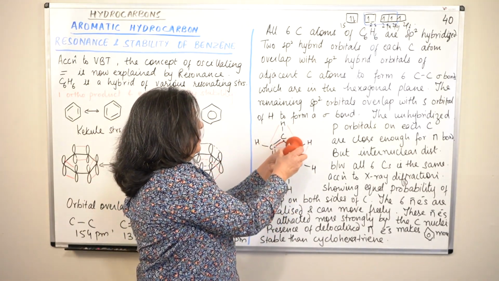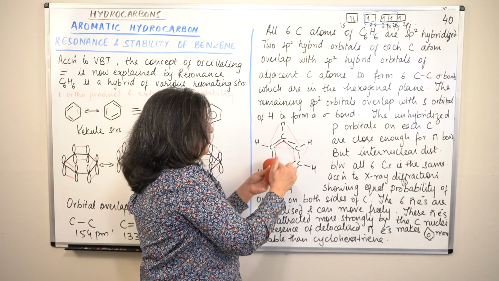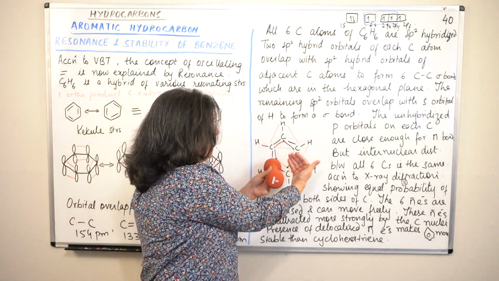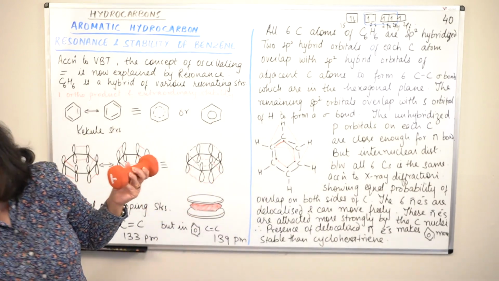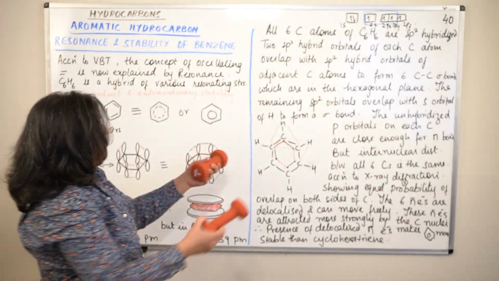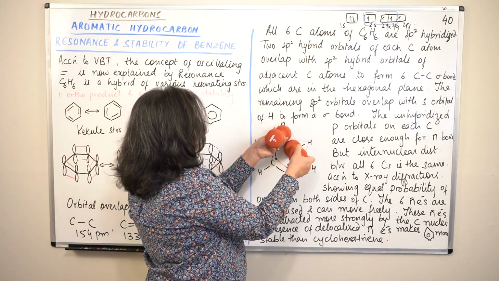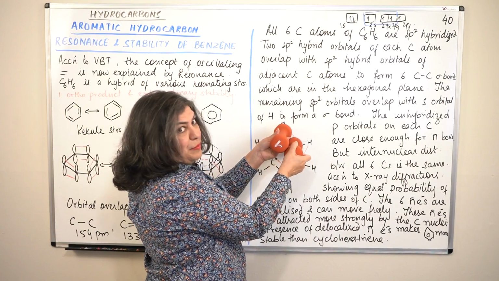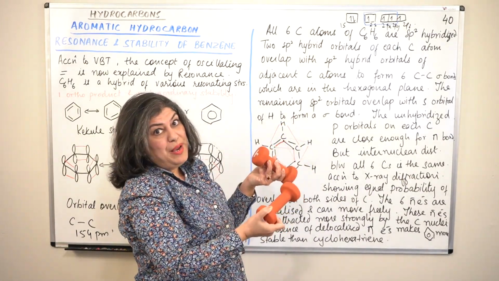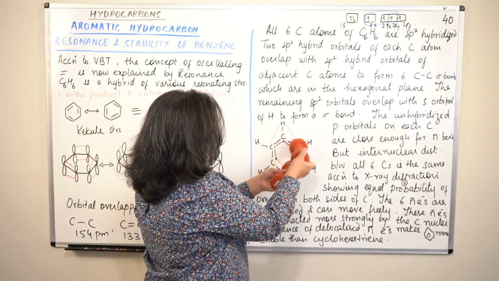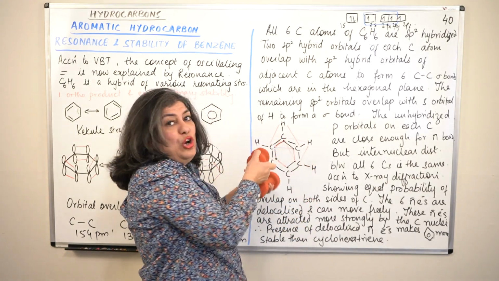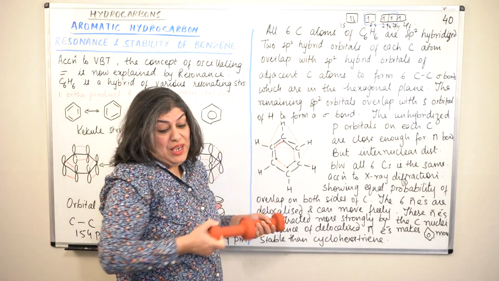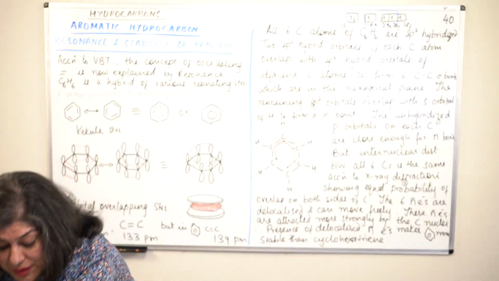Each of these dumbbells is close enough to overlap on the side and form a double bond. Where's the second dumbbell? If you imagine these 2 carbon atoms, they are so close that they can overlap. And if they overlap, they can form a pi bond, and there are 6 of them. 1, 2, 3, 4, 5, and 6. So close to each other, so they can also overlap and form the bond.